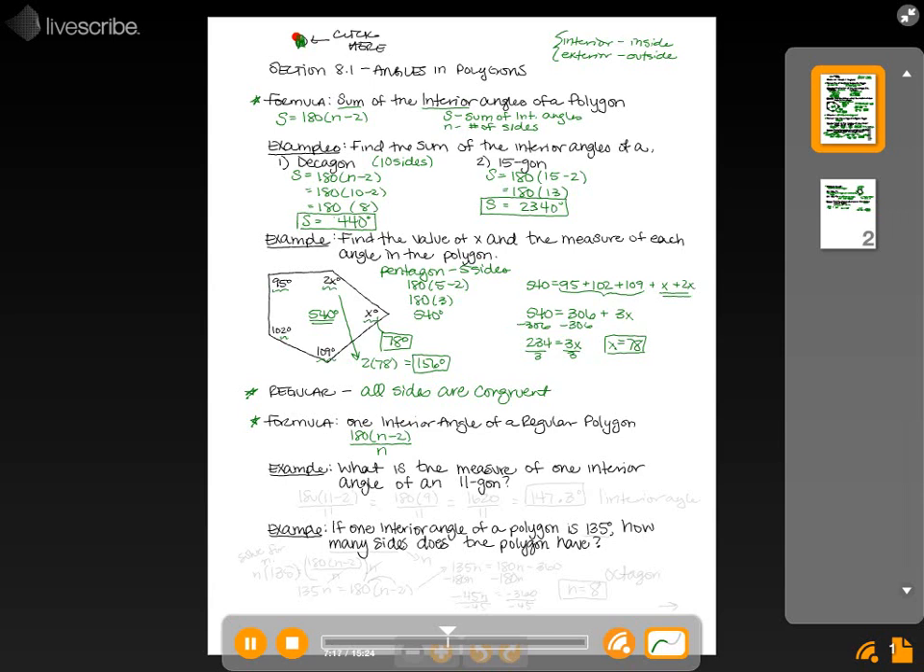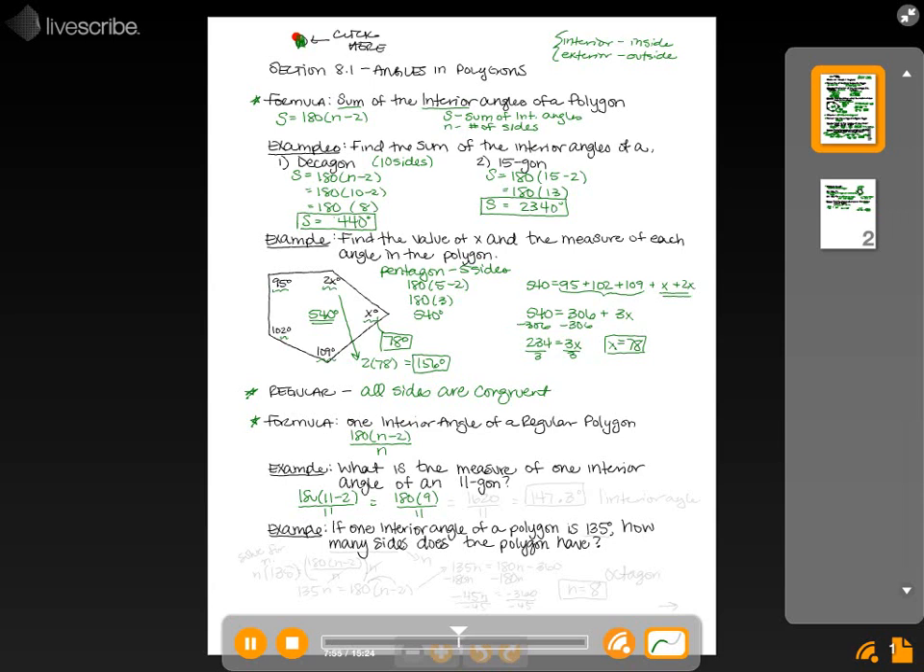So this is our formula to figure out one interior angle of a regular polygon. It's 180 times n minus 2 divided by n. Almost like that first formula, except we divide it by the number of sides. We've got an example. It says, what is the measure of one interior angle of an 11-gon? Alright, so we're going to use our formula. It would be 180 times 11 minus 2 divided by 11. It's going to simplify. It'd be 180 times 11 minus 2, which is 9, over 11.